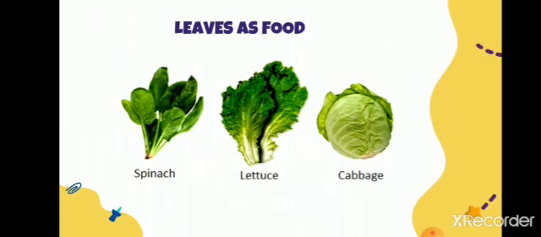And what kind of leafy vegetables do we eat? They are spinach, lettuce, cabbage, coriander leaves and mint leaves. All these are leaves where the food is stored. They have all the nutrients present. So we eat leafy vegetables, which are very good for health.